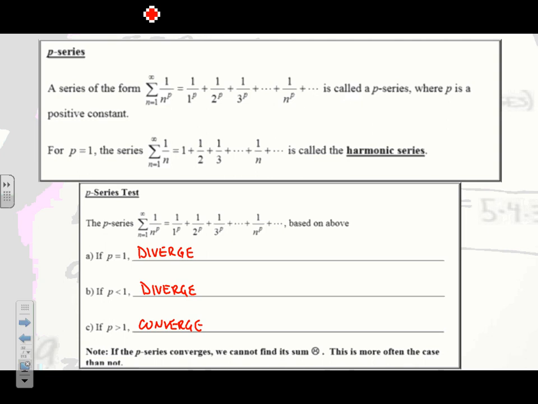So, if you get a series and you're able to reduce it down into a p-series of some form, all you have to do is look at your exponent and make your determination. If p is less than or equal to 1, it's going to be a divergent p-series. If p is greater than 1, it's going to be a convergent p-series. Now the note at the bottom says if a p-series is convergent, we can't actually find its sum. There's a way to do it, but the formulas used to find those are extremely difficult, and so we don't usually mess around with actually finding what they converge to.